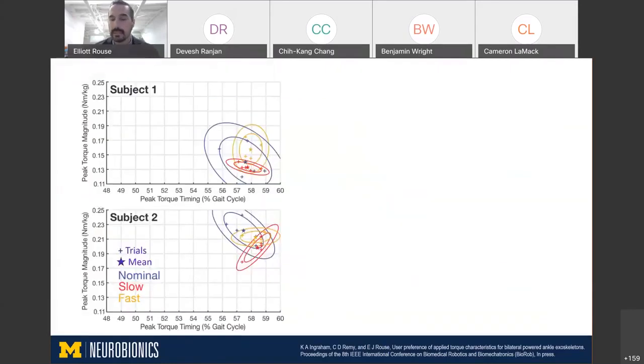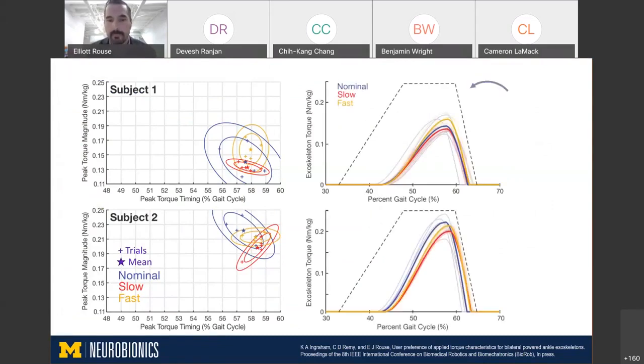And we get data that look like this. Here's our 2 subjects. X-axis is, again, peak torque timing. Y-axis is peak torque magnitude. And we're plotting their response. We fit a multivariate Gaussian to their data. The colors here represent the different speeds.